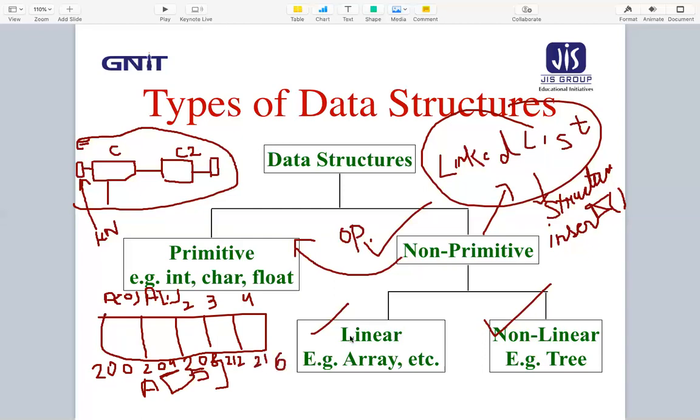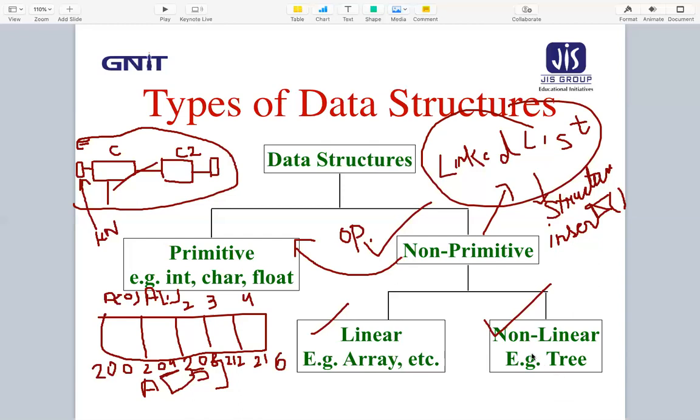216. Now you see, in this type of data structure, the array, the elements of the array are stored one after the other in a sequential manner in a contiguous memory location. So this type of data structure is known as a linear data structure, where the elements are stored in sequential order. Similarly, if we look at this example of the train, a linked list can also be considered a linear data structure.